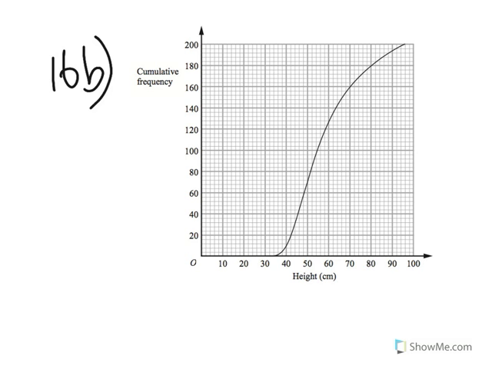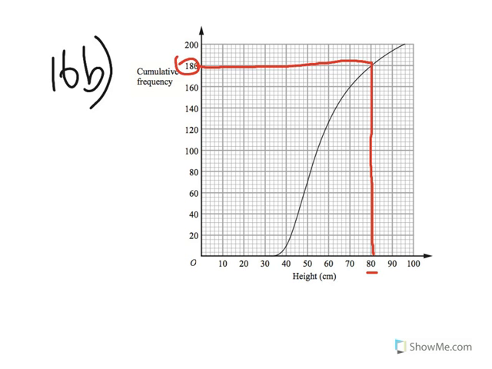Okay, next question, 16b. You're being asked to work out an estimate for the number of plants whose heights are greater than 80 centimeters. First of all, 80 centimeters is here, and the plants greater would be 90 to 100 and so on. So what we can do is find the frequency at 80 centimeters. We go up from 80 and across, and we hit 180. So 180 is the frequency at 80.